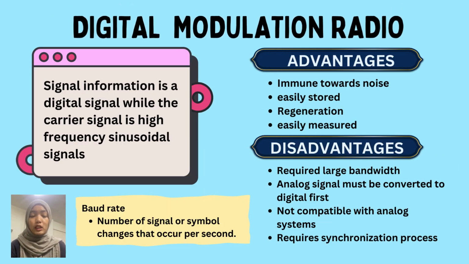I will explain about digital modulation radio. The digital modulation process is similar to analog modulation. In this modulation, the signal information is a digital signal, while the carrier signal is a high-frequency sinusoidal signal.